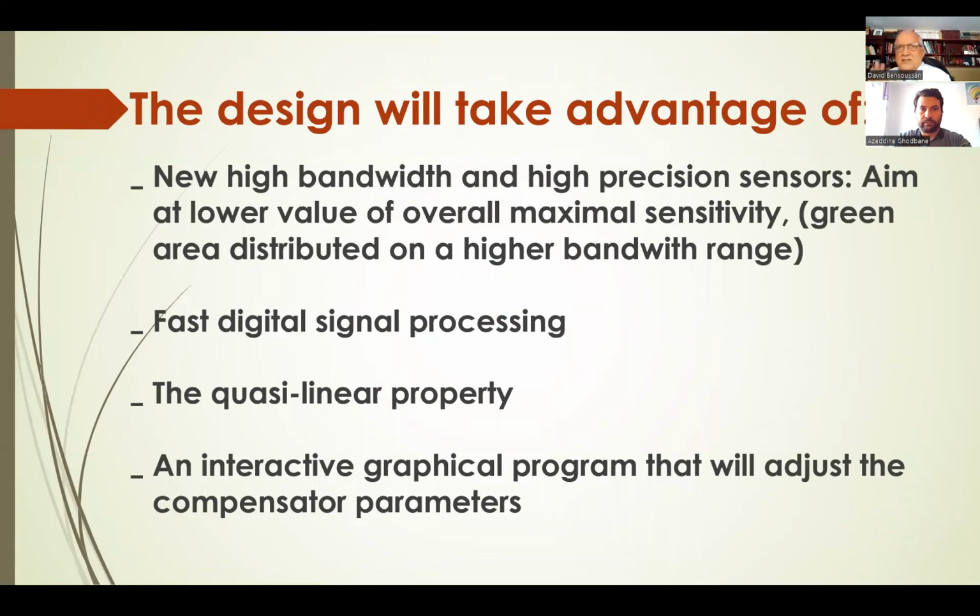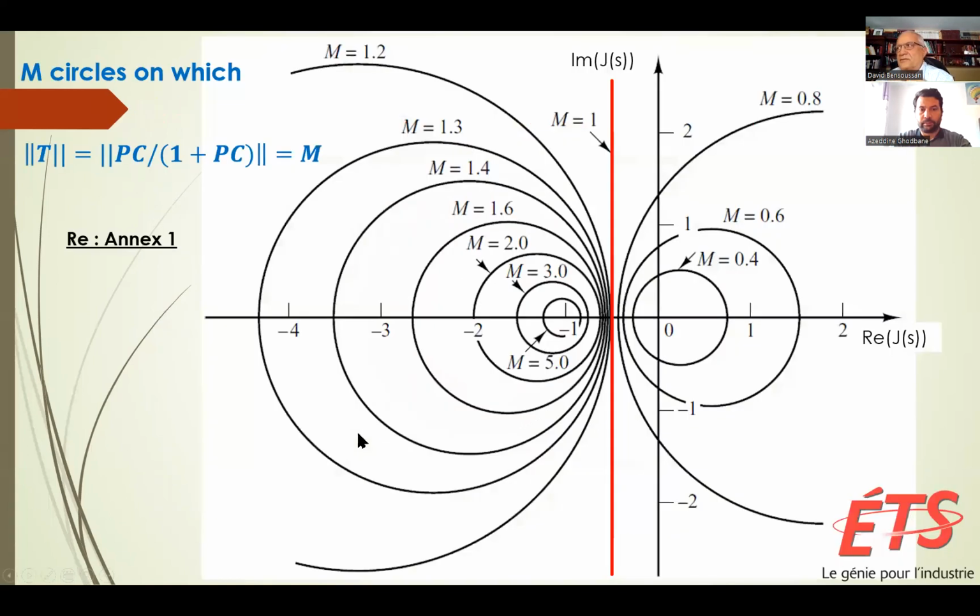Another property of this B control is a quasi-linear property, which means that if I'm increasing the gain, I'm stabilizing the system more, and the time response improves. It's counterintuitive, but I'll explain in a moment why. And as I said before, there's an interactive graphical program that adjusts the compensator parameters.